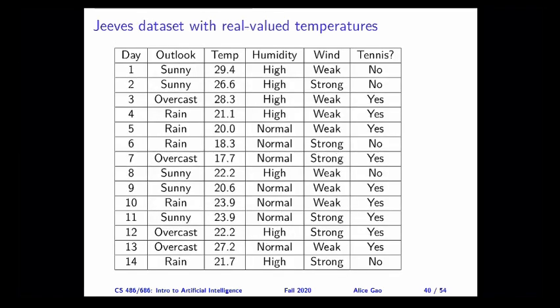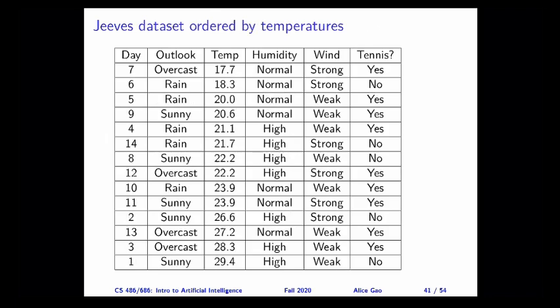Let me take the Jeeves dataset and modify it. Instead of having cool, mild, and hot as the values for temperature, we will use actual numbers. You can see the example on the slide. This is closer to what you would see in a realistic dataset. For convenience, on this next slide, I have reordered the dataset based on the values of the temperature. Now, how do we generate a decision tree given that temperature has real values?